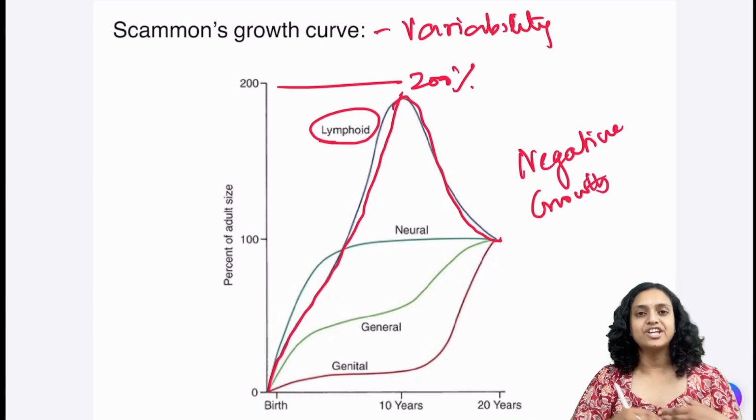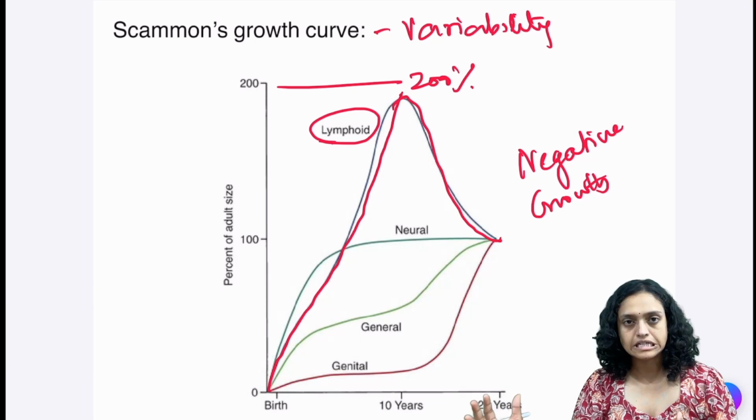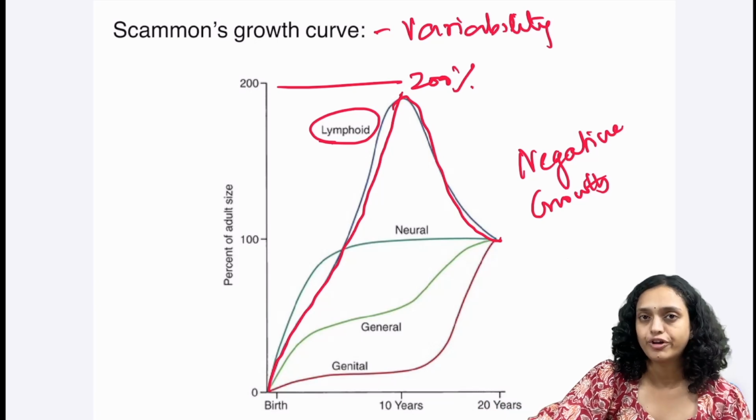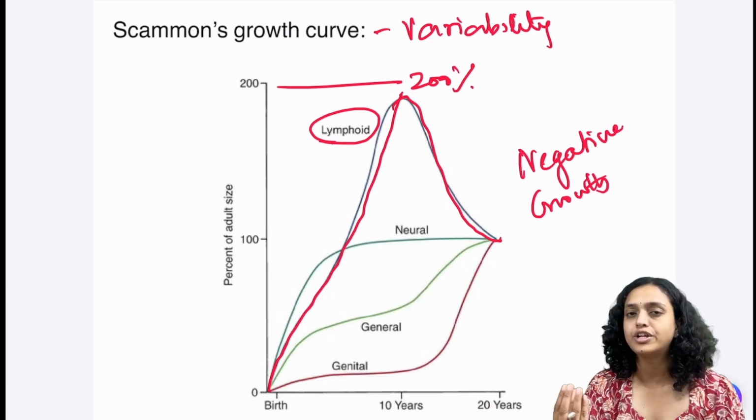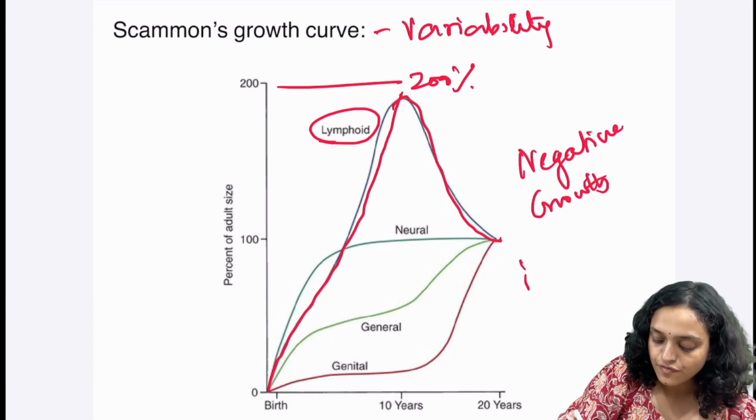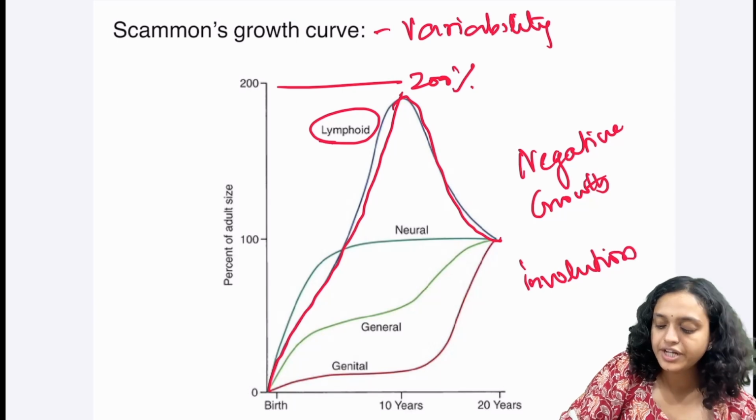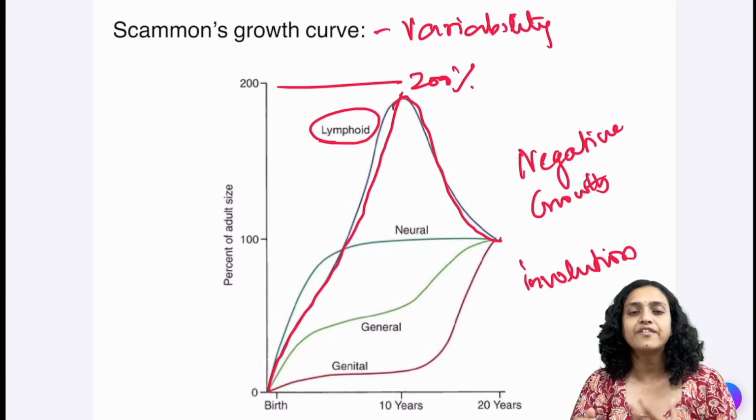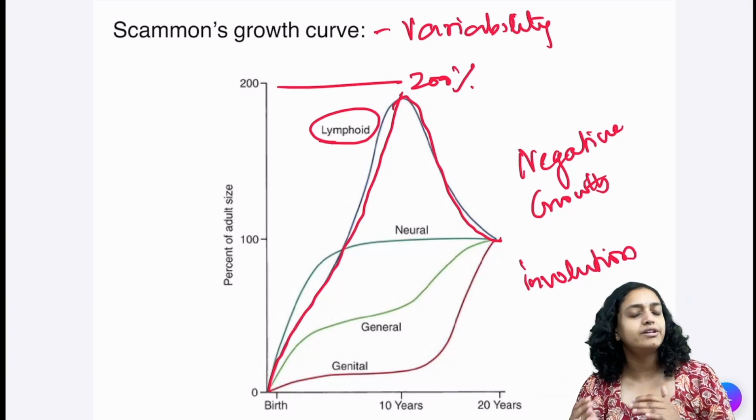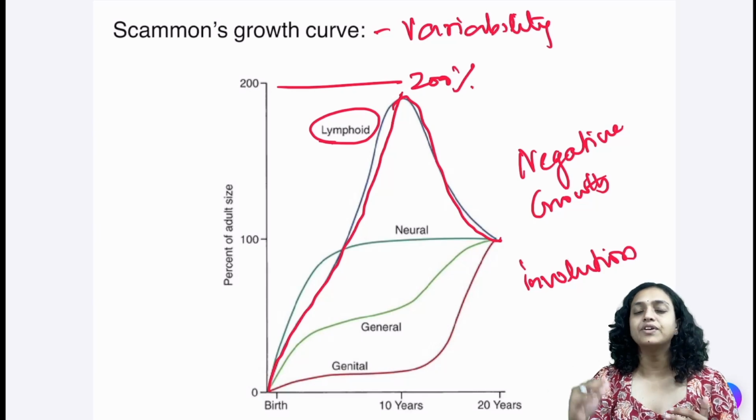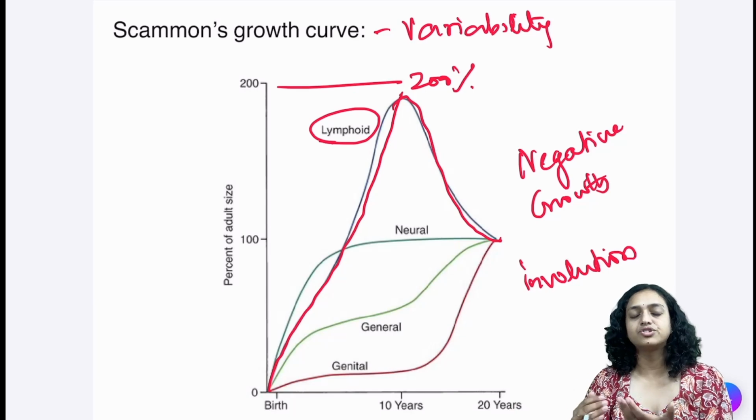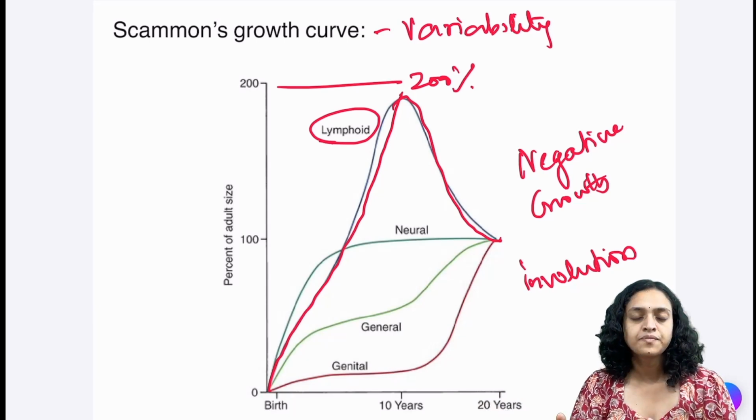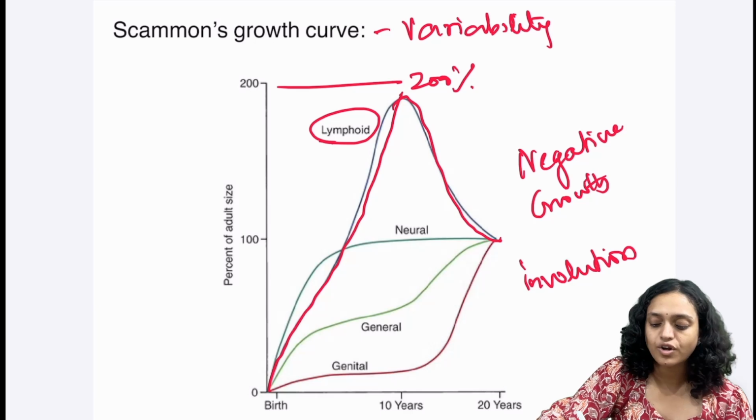Generally, when the age increases, the size of an organ increases. That is called growth. But only in relation to the lymphoid organs, when the age increases, the size of the lymphoid organs decreases. This is called involution. You would have all studied your thymus, your tonsils, your adenoids. Everything is hypertrophic when the child is around 10 years, 12 years. But suddenly when puberty hits, when the child is going towards the adult stage, the thymus shrinks, the lymphoid organs shrink. So this is called negative growth.